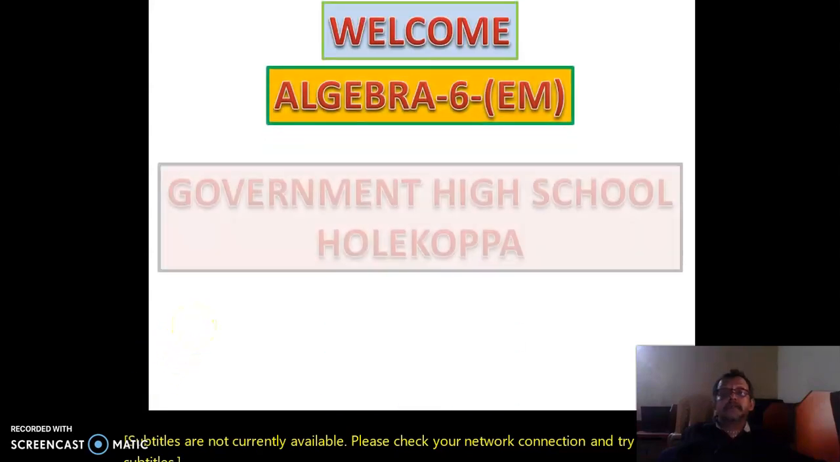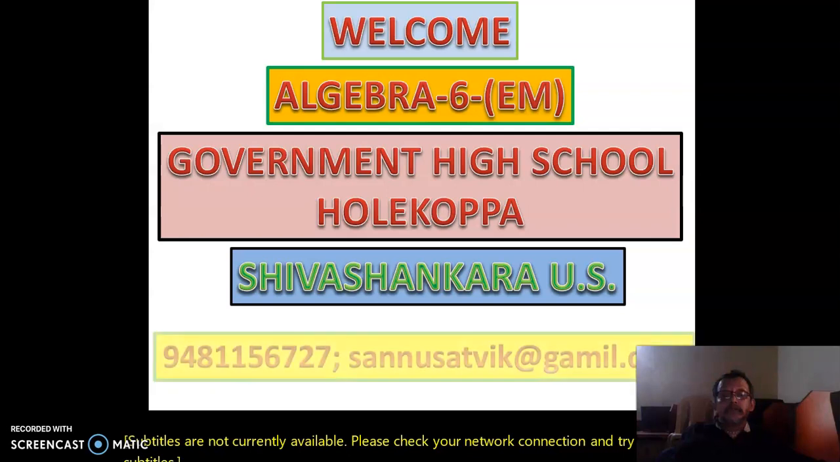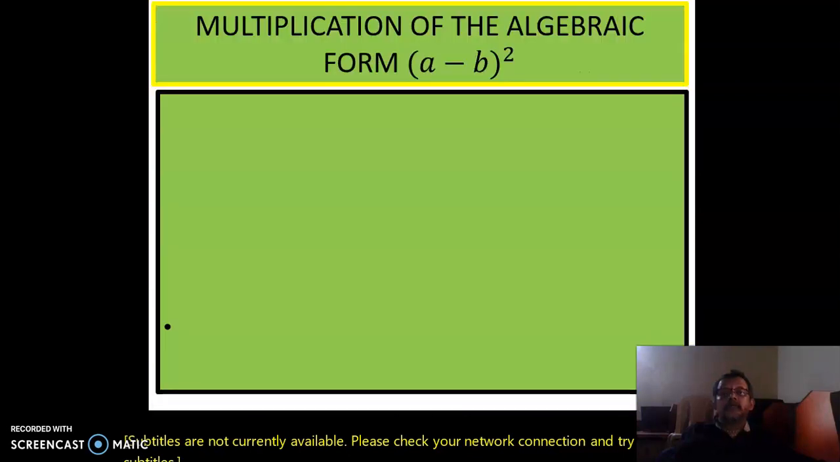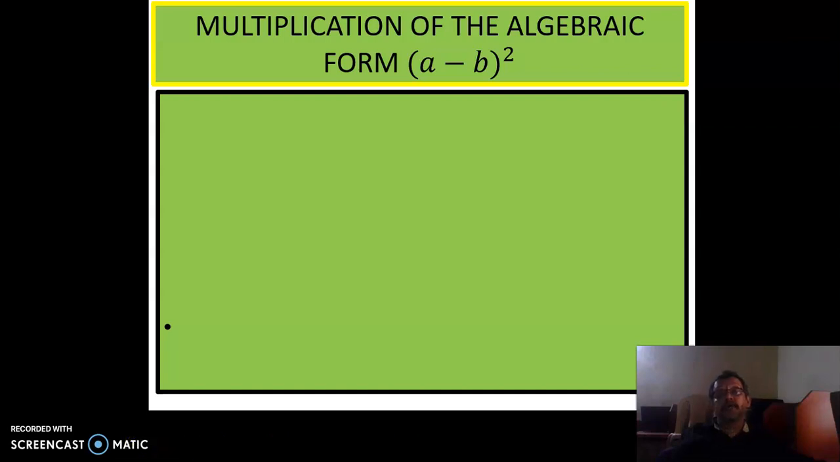Dear students, welcome to the period Algebra 6th. In this period, we shall discuss the multiplication of algebraic terms of the form (a minus b) whole squared. We have already studied (a plus b) whole squared. (a plus b) whole squared equals a squared plus 2ab plus b squared. So now let us find the formula for (a minus b) whole squared.